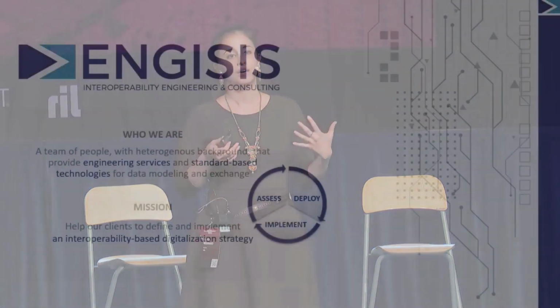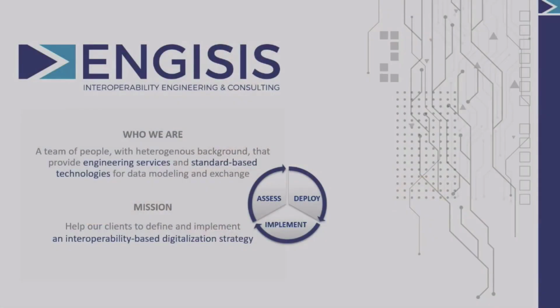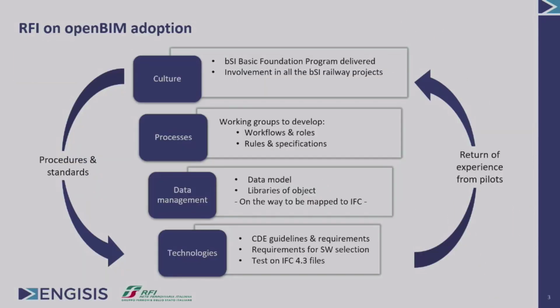Okay. One such client is RFI. As I said before, RFI is the major shareholder of the Italian network, but it's also the major manager of the Italian infrastructure. And they've been working on developing their own OpenBIM strategy for quite some time. So just to give you an example, they've been very big on supporting the adoption of OpenBIM since 2018, when they first joined the railway room of buildingSMART. And their strategy focuses on these 4 key main points, which are culture, processes, data management, and technology.